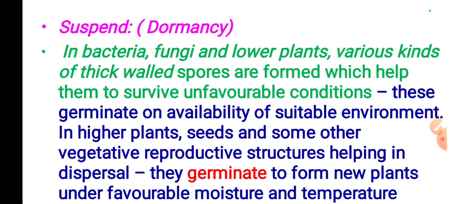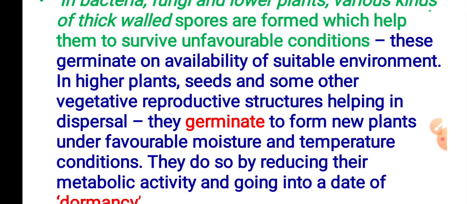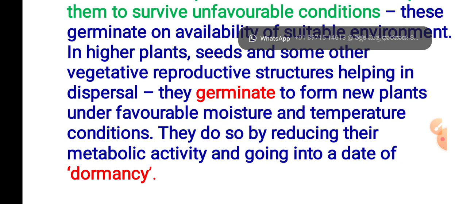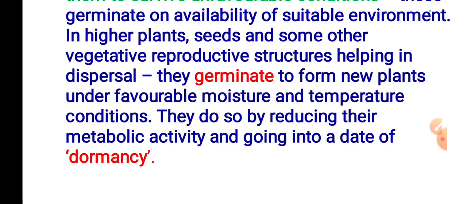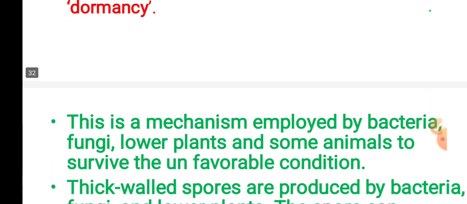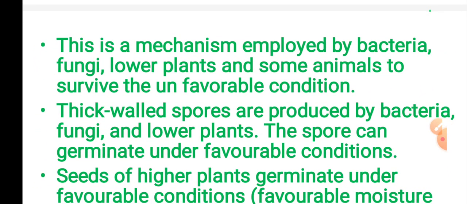Suspend, or dormancy. In bacteria, fungi, and lower plants, various kinds of thick-walled spores are formed which help them to survive unfavorable conditions. These germinate on availability of a suitable environment. In higher plants, seeds and some other vegetative reproductive structures help in dispersal. They germinate to form new plants under favorable moisture and temperature conditions. They do so by reducing their metabolic activity and going into a state of dormancy. This is a mechanism employed by bacteria, fungi, lower plants, and some animals to survive unfavorable conditions.